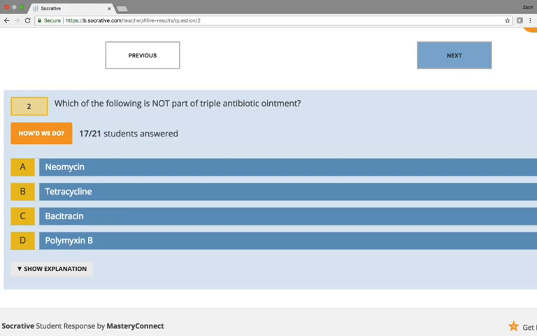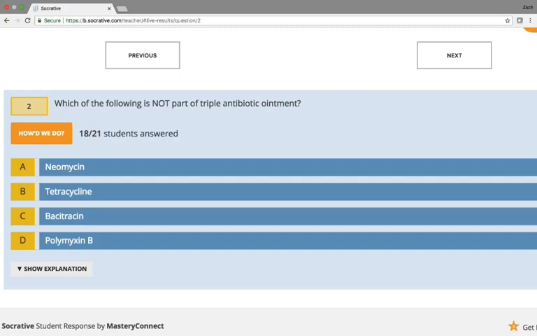And those are both what we might consider to be narrow spectrum antibiotics. I had that bacitracin is narrow for gram-positive and that polymyxin B is narrow for gram-negative. You're absolutely correct. That's absolutely right. So those two are what we would consider to be narrow spectrum, and they work together. Exactly. So as a whole, triple antibiotic ointment is meant to be broad spectrum.